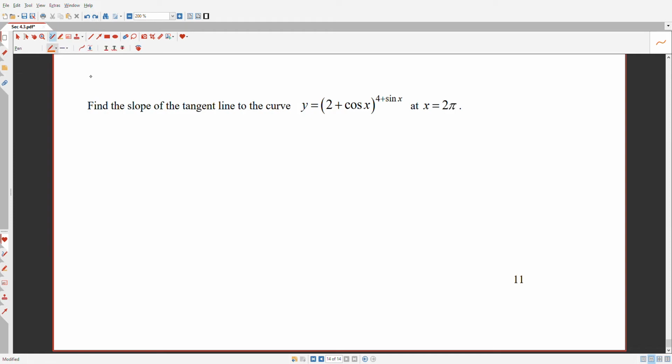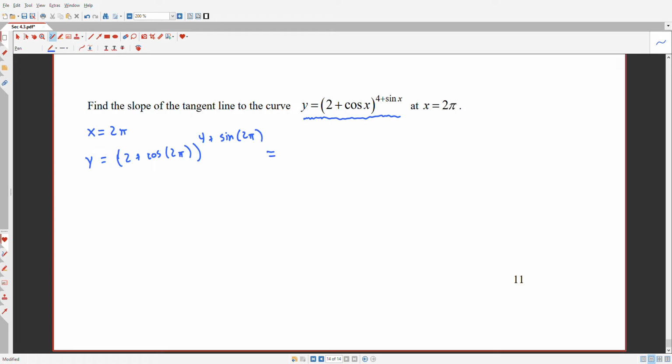So this last one says find the slope of the tangent line to the curve y equals this really weird, terrible function of x at the point when x equals 2 pi. So the first thing to figure out is when x equals 2 pi, what is the y value? What point are we talking about? So y will equal 2 plus the cosine of 2 pi, all to the 4 plus the sine of 2 pi.